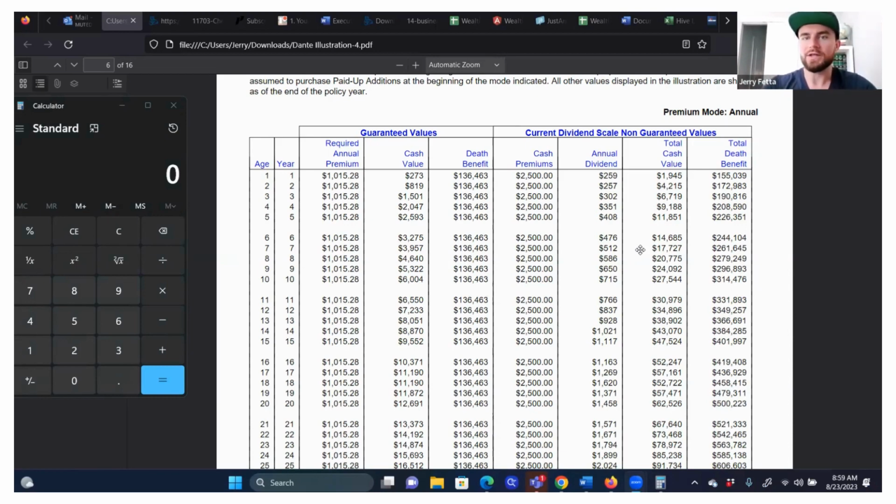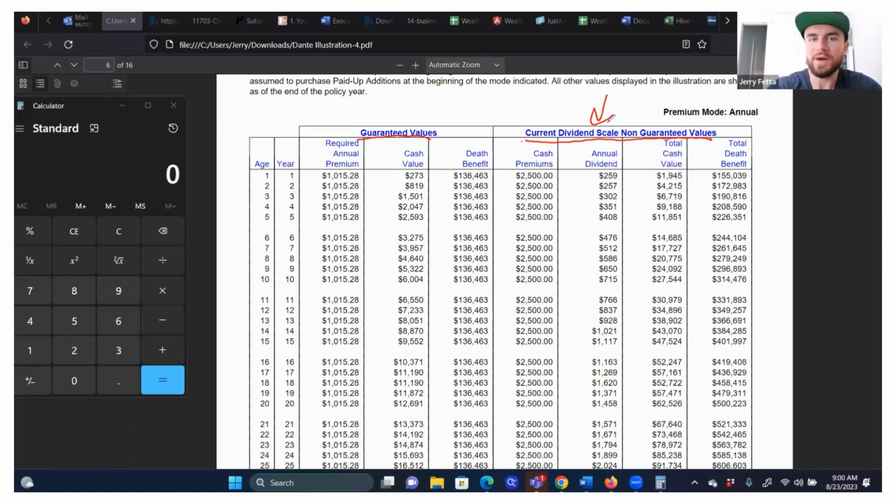So again, as always, we have two different columns. We have guaranteed and we have non-guaranteed with the current dividend scale, okay? Guaranteed means we're going to assume we never earn dividends. Well, we do earn dividends. We can't guarantee them, but with the companies we work with, they've happened 100 to 200 years in a row, okay?